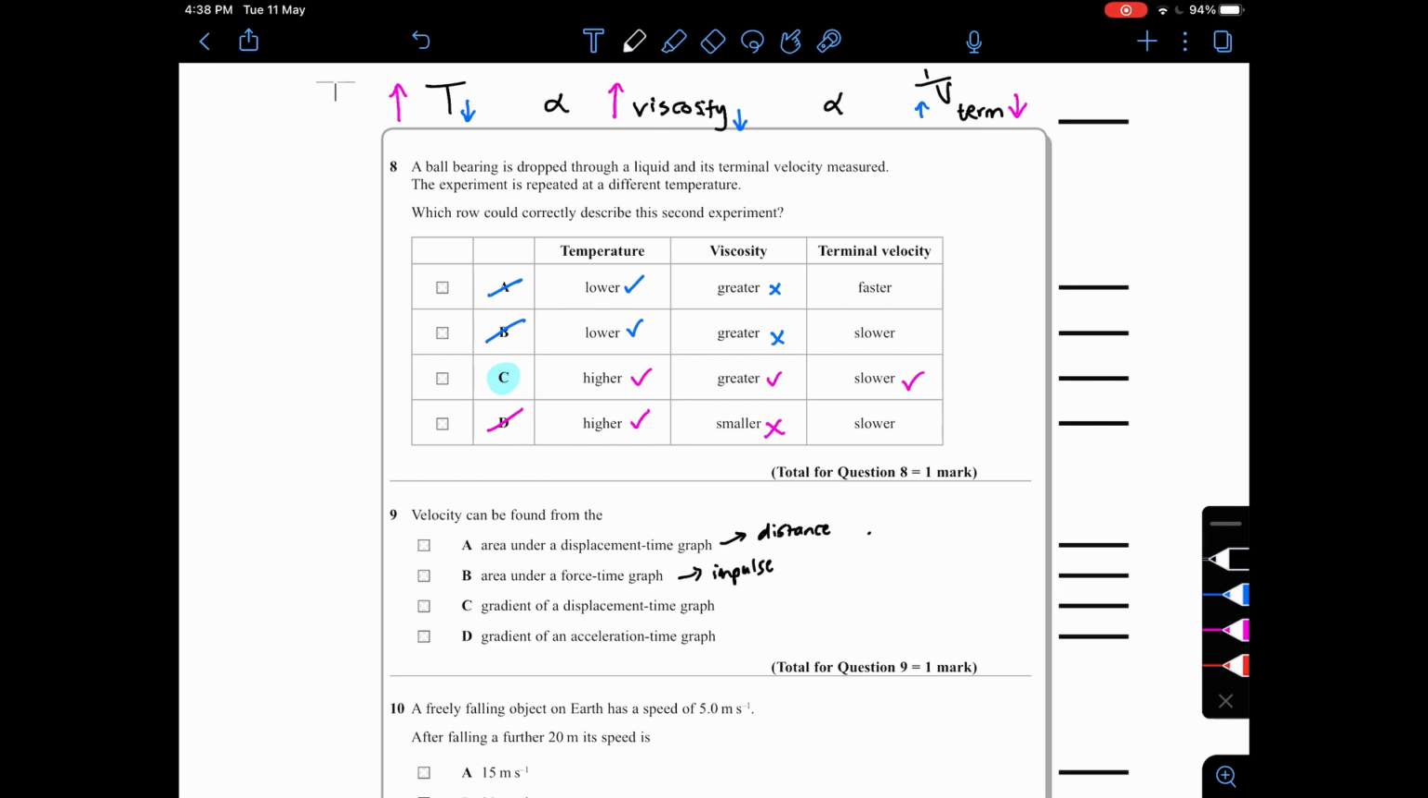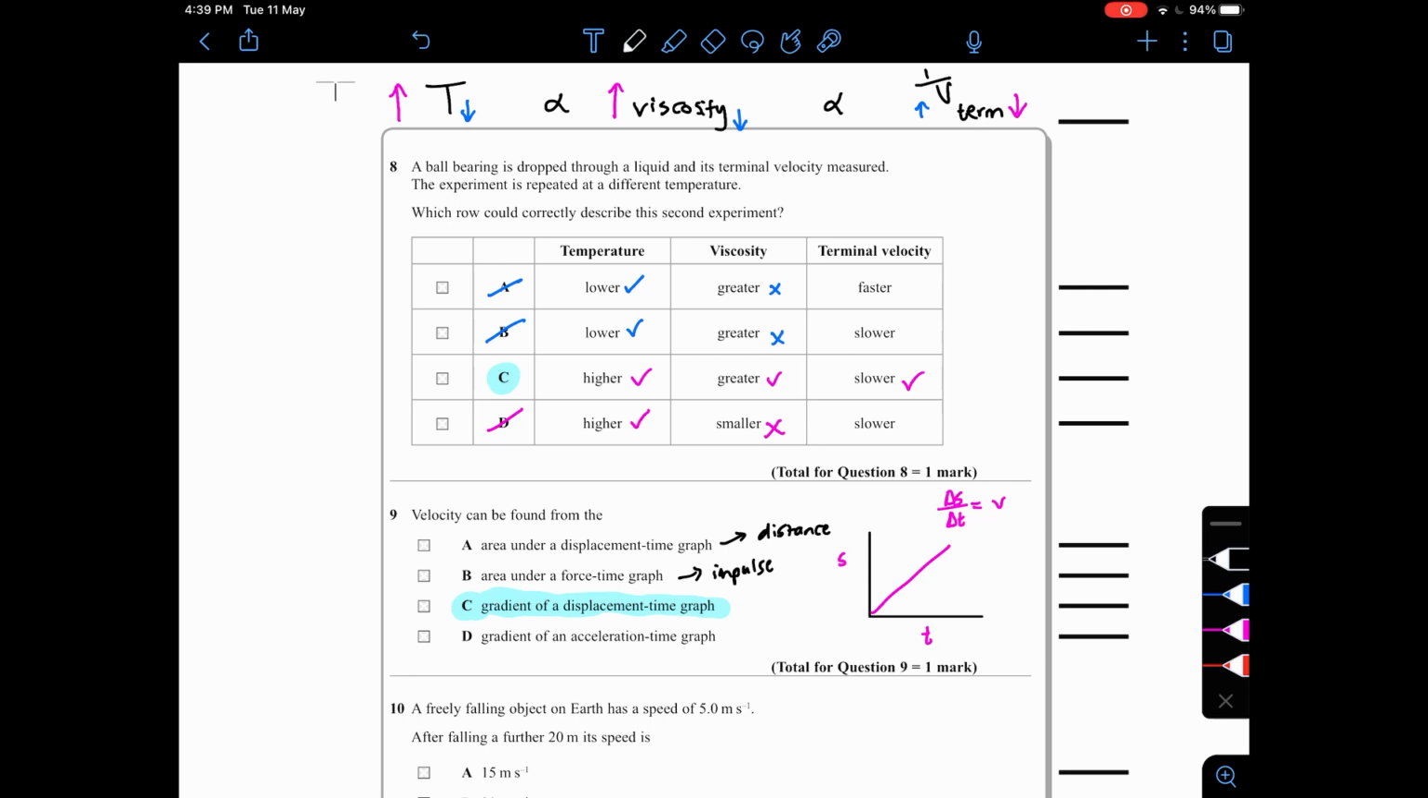Why is that? That's because if we have a displacement time graph and we have the gradient, say, this is S and this is our time. The gradient would be the change in S over the change in time, which by definition is velocity, isn't it? It's the change in displacement over time. So C is correct, the gradient of a displacement time graph.